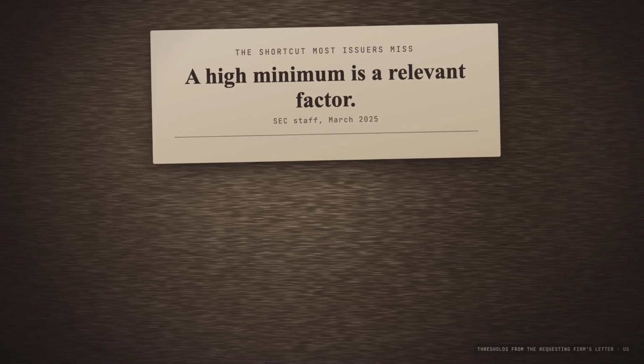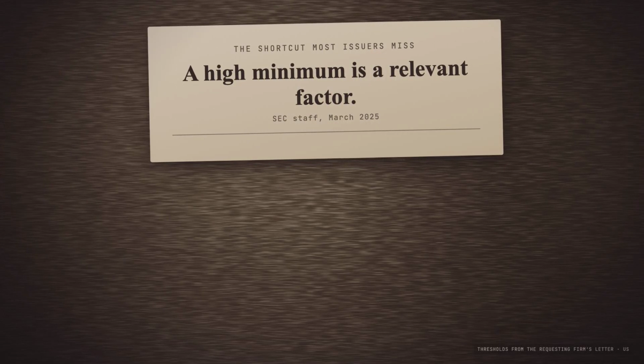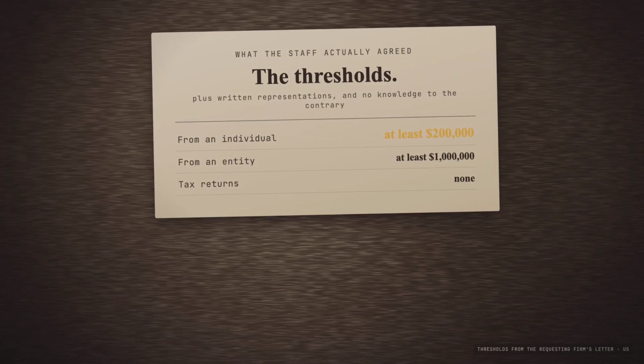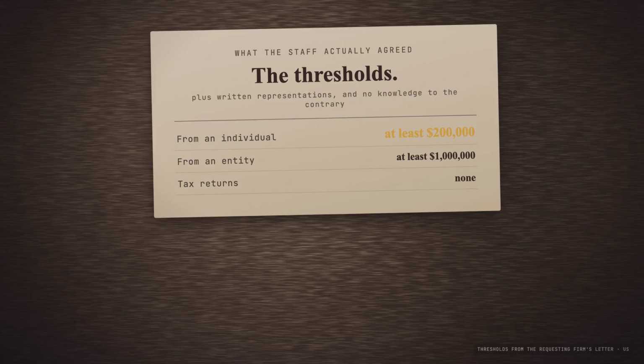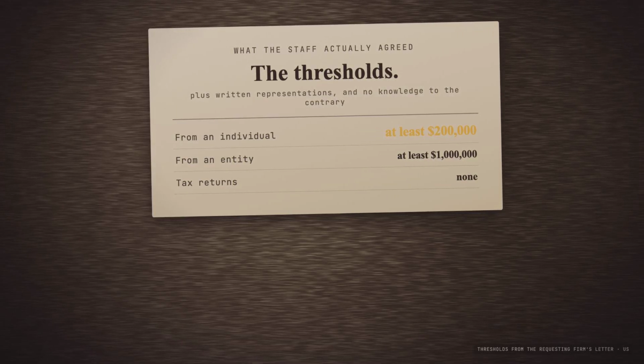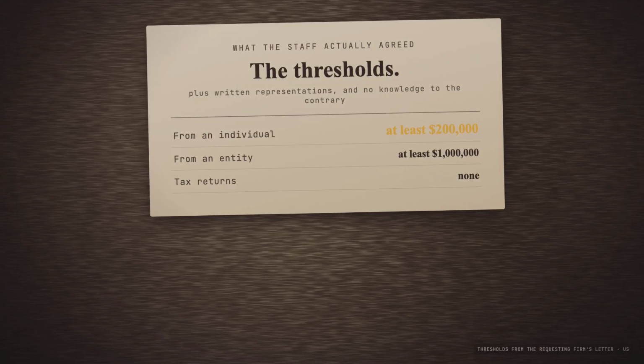In March 2025, SEC staff agreed a high minimum investment is a relevant factor in verification. Require at least $200,000 from an individual or $1 million from an entity. Take written representations, have no knowledge to the contrary, and you can reasonably conclude you have done enough. No tax returns.